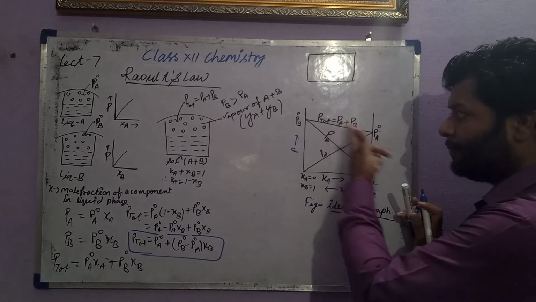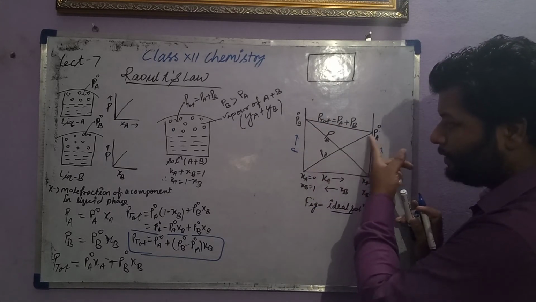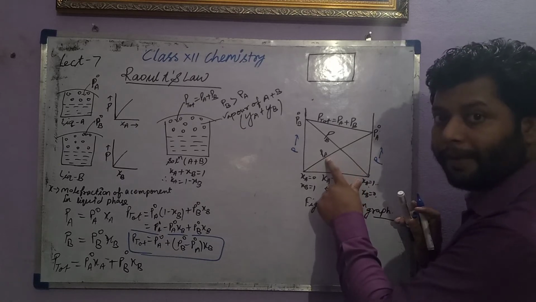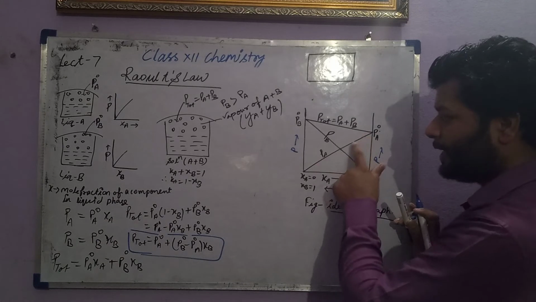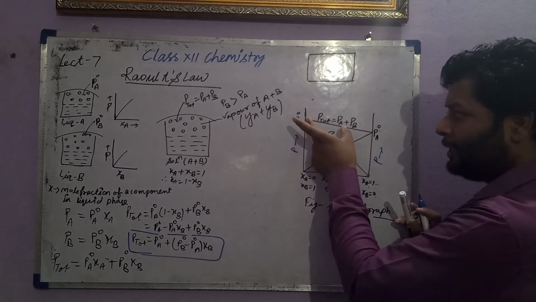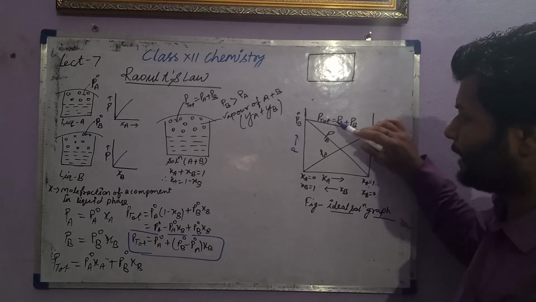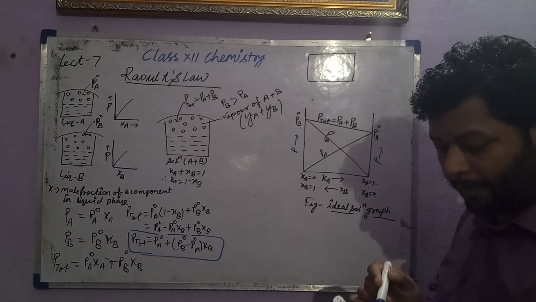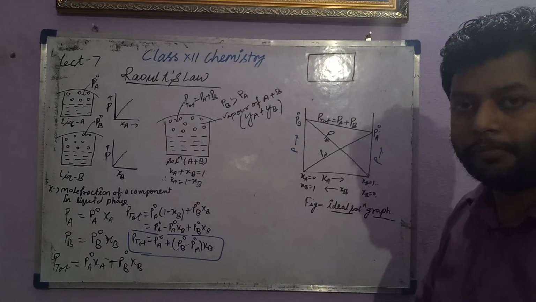This is the slope of the solution. This is the slope of the first solvent, PA, P equal to P naught XA. So this slope indicates P naught XA, this slope indicates P naught B XB, and this intercept between P naught B and P naught A indicates the total pressure of the solution. This is the condition of an ideal solution.